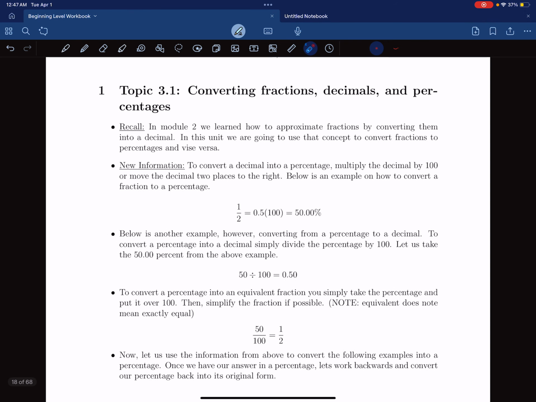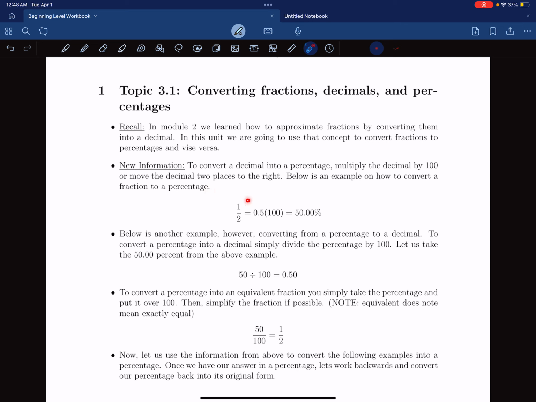So going into our first topic, for 3.1, we are simply going to be converting between fractions, decimals, and percentages. Remember in Module 2, we learned how to approximate fractions by converting them into a decimal. In this unit, we're going to use that concept to convert fractions to percentages and vice versa. To convert a decimal into a percentage, you multiply the decimal by 100, or you can simply move the decimal place 2 places to the right. Below is an example on how to convert a fraction to a percentage.